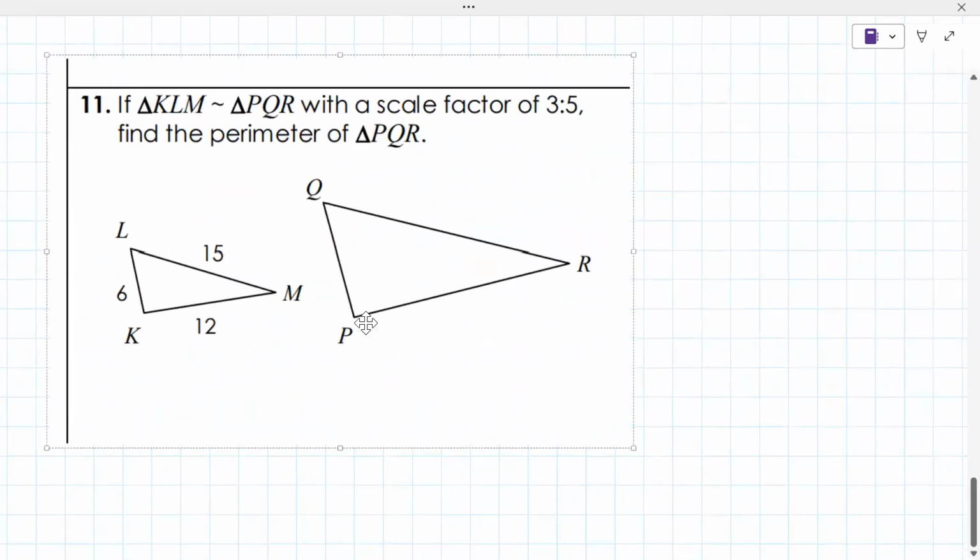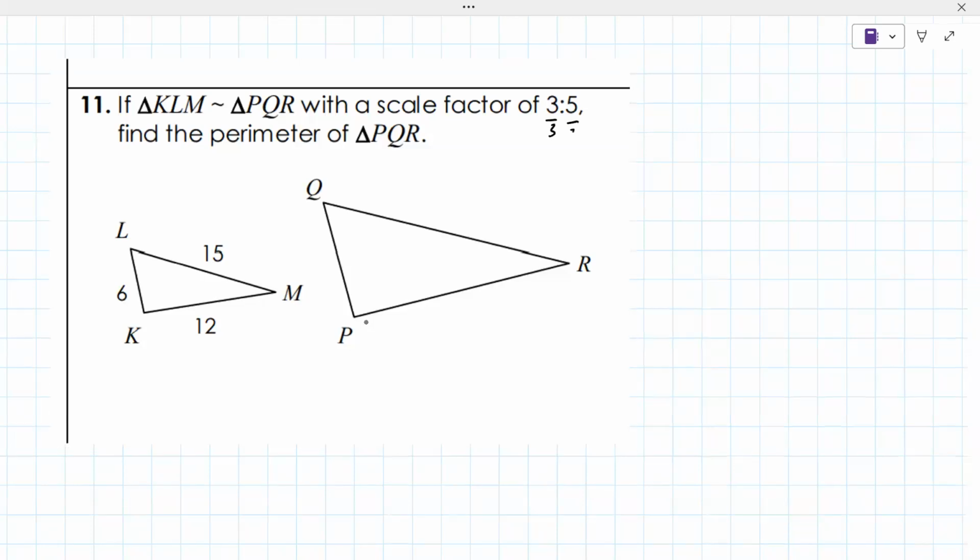scale factor of 3 to 5, not the best scale factor here, but if you divide both of these by 3, you get 1 to 5/3, and that's the value you're going to multiply by. So you really want to get a 1 for your scale factor, 1 to something, which is what we've got here. That's why I divide them both by 3. So like this 6, you take the 6 and you multiply it by 5/3. What does that become?